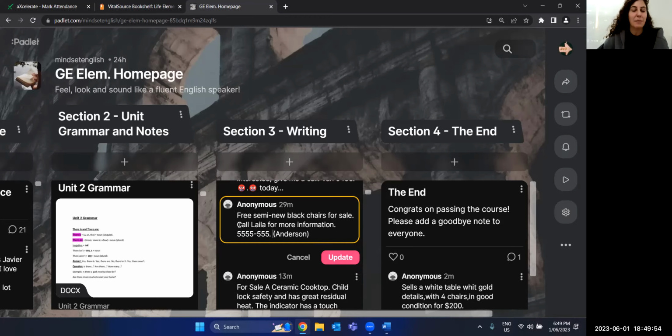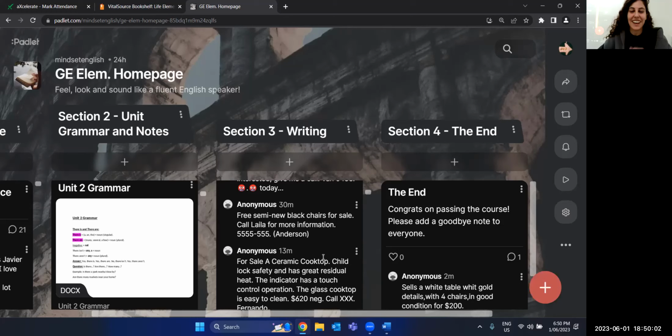So now I understand. But that last sentence, yeah, free semi-new black chairs for sale. Call Laila for more information. Good, I like it. Especially that it's free. There's going to be lots of phone calls. So good. Okay, so that's what we had for advertisements when we want to sell something.